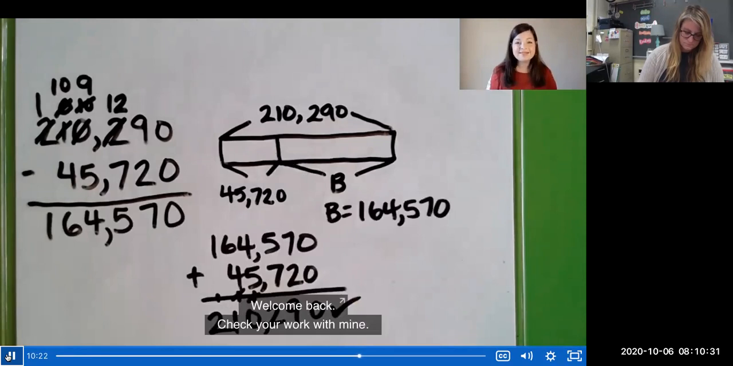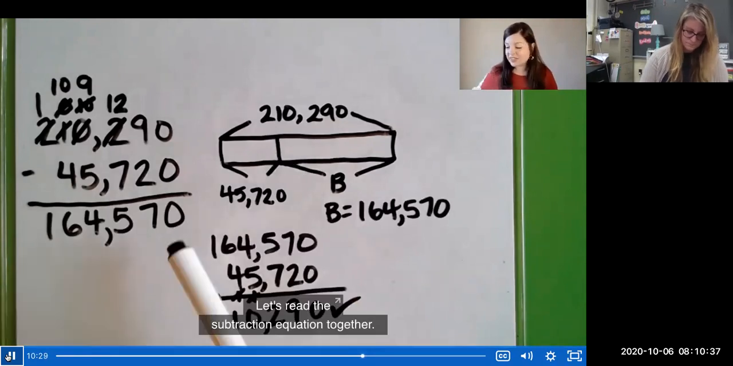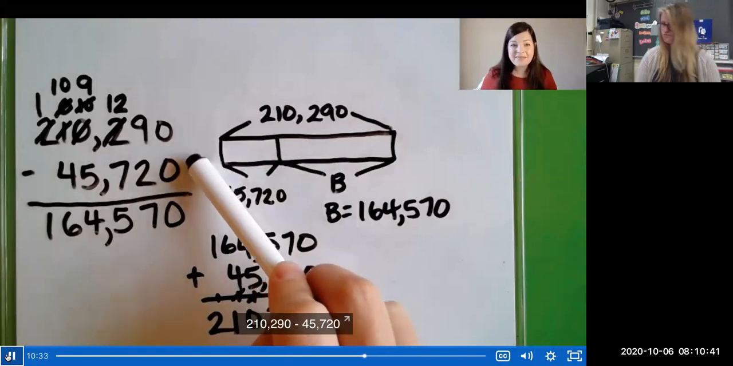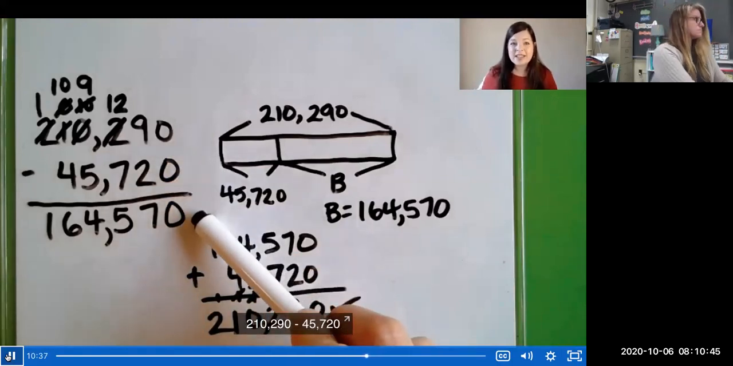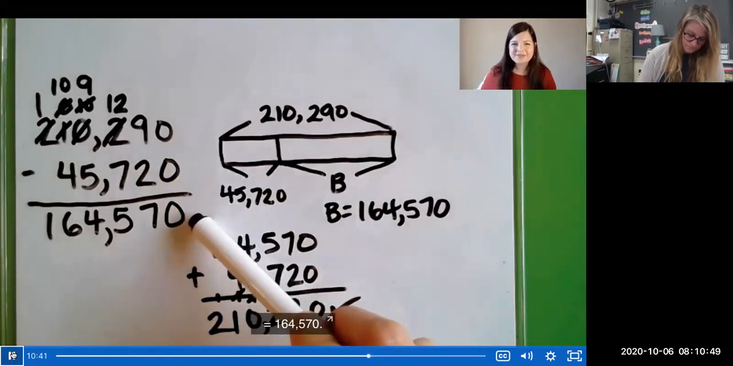Welcome back. Check your work with mine. Let's read the subtraction equation together. 210,290 minus 45,720 equals 164,570.